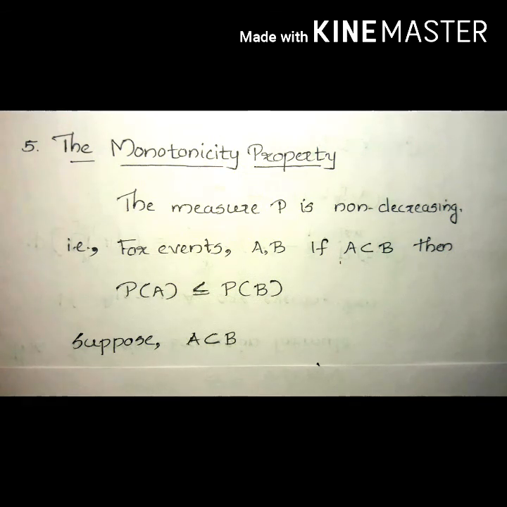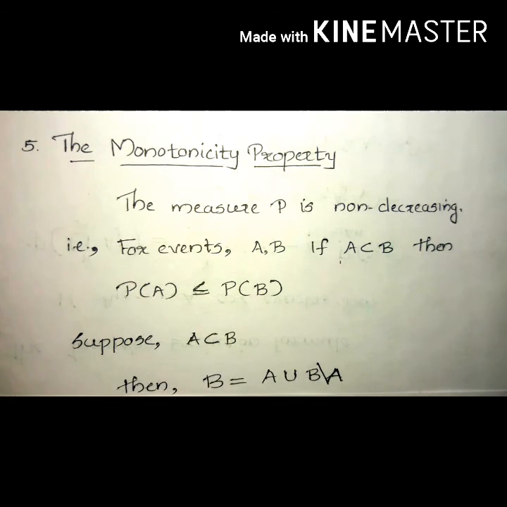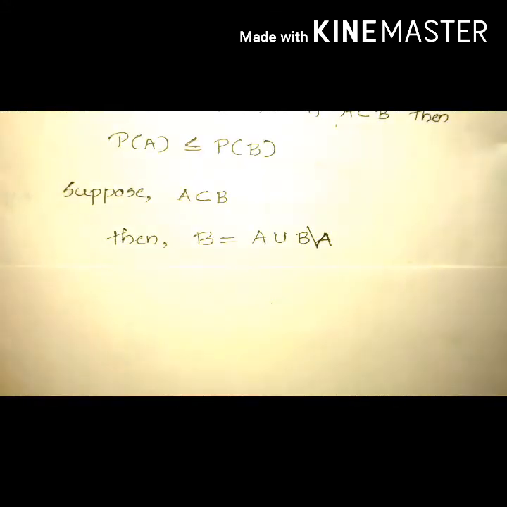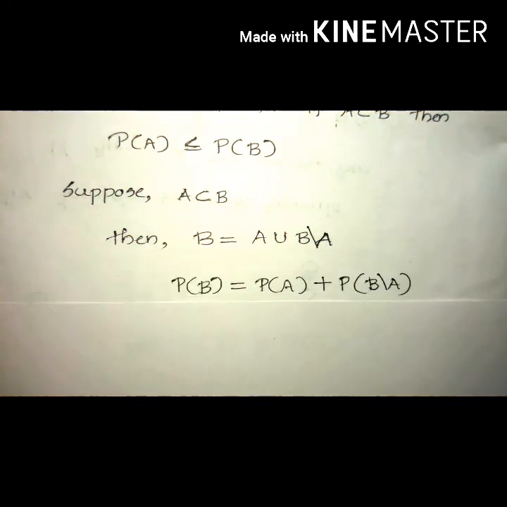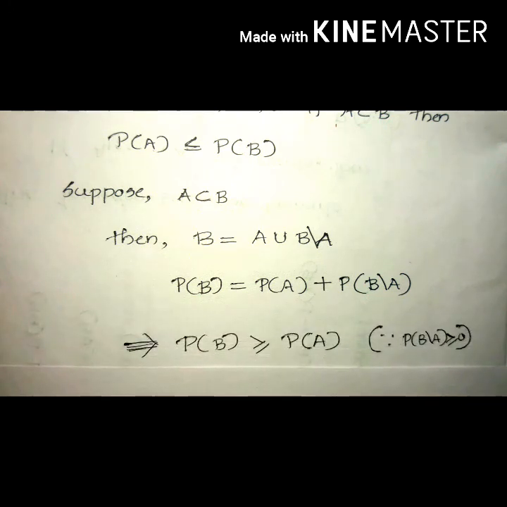If A is a subset of B, then we can write B as B equal to A union (B minus A). Now applying probabilities on both sides, we get P of B equal to P of A plus P of (B minus A). Since P of A is greater than or equal to 0 for all A, we have P of B greater than or equal to P of A, since P of (B minus A) is always greater than or equal to 0.